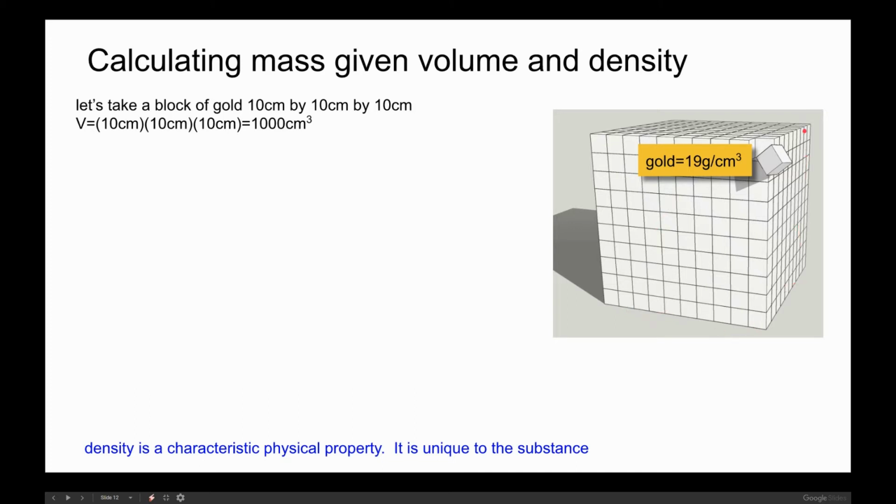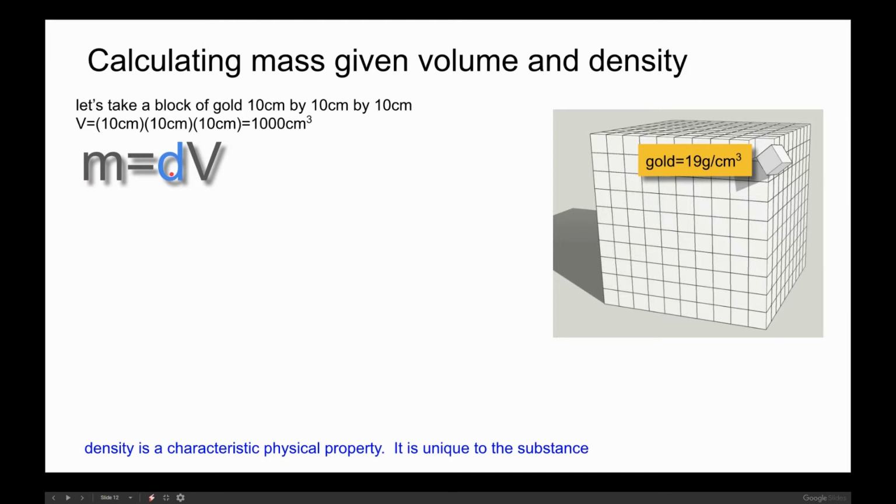Well, it seems pretty easy that the mass is going to be the density of one part multiplied by the total number of parts in here. So mass will be density times volume. I put the density in blue because it is a characteristic physical property. It should be unique to the substance. The volume, we get to choose. Give me 1,000 scoops of gold, and then you calculate the mass. But the density is something that you would look up in a book.